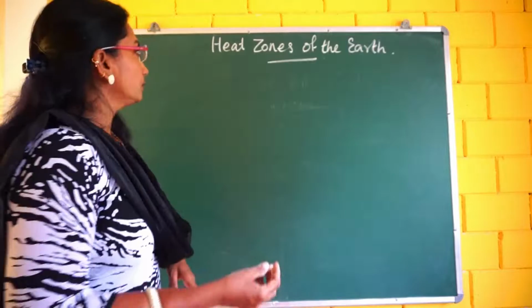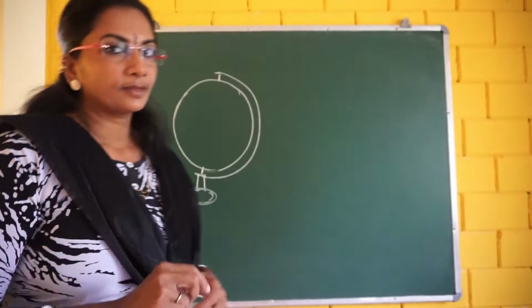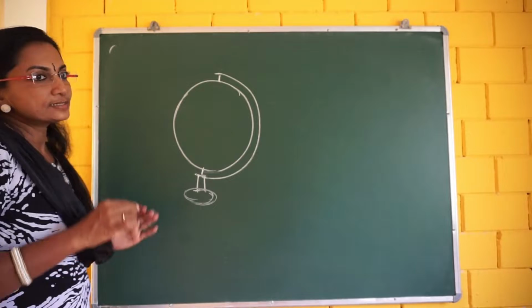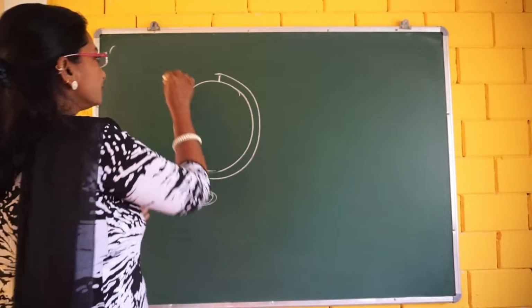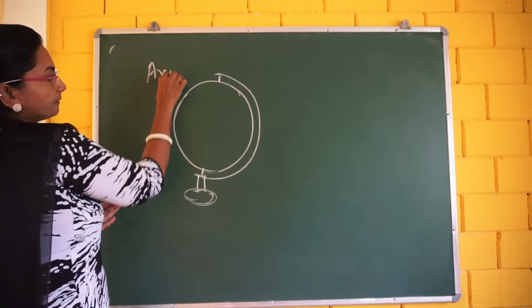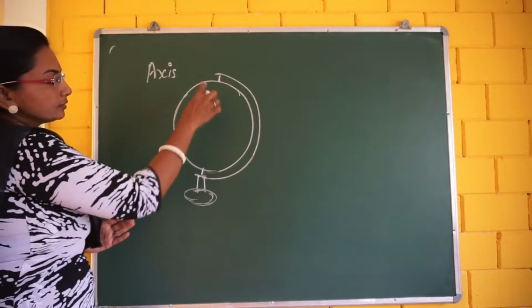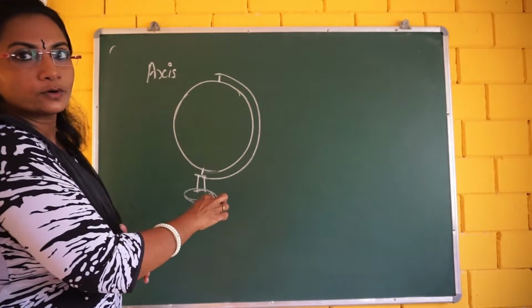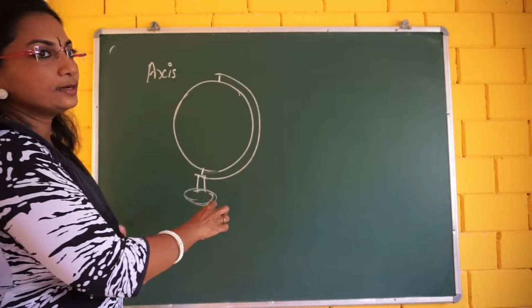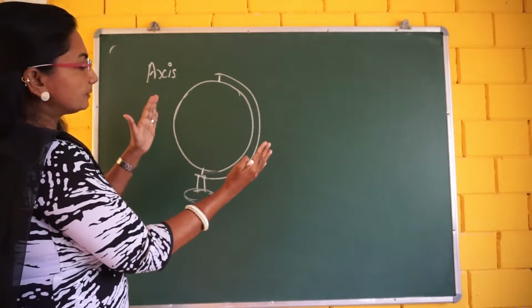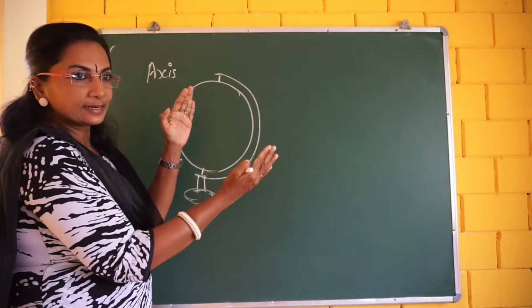Got it? Okay, heat zone. Next our topic is axis. Okay, what is it? Axis. Look, I have just drawn a globe on this board. Look here, the globe is in a tilted manner. Tilted manner means in a slanted manner.